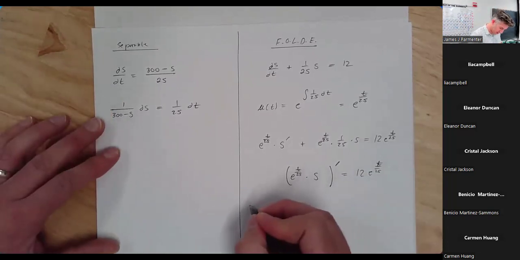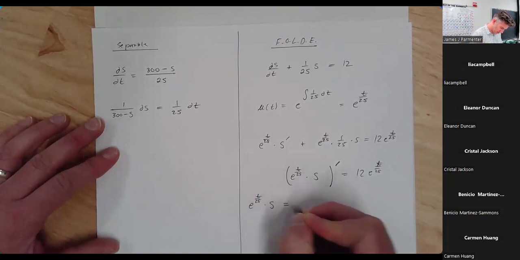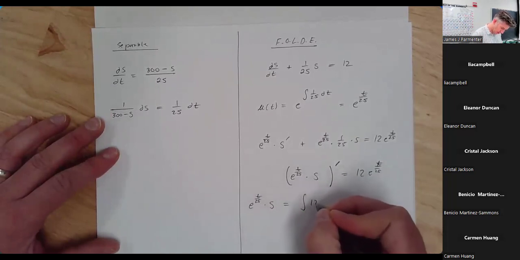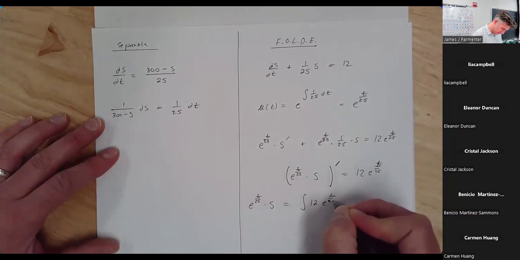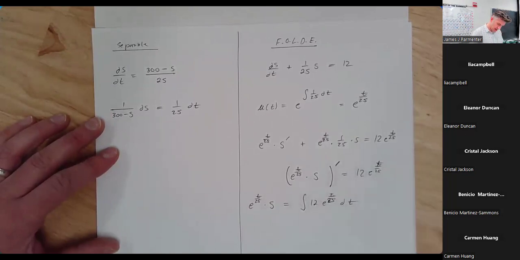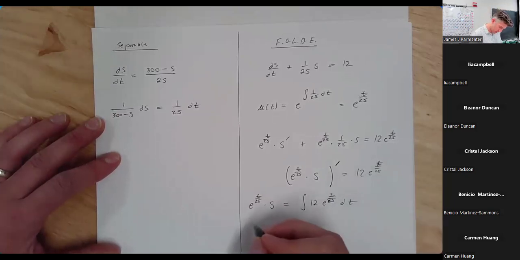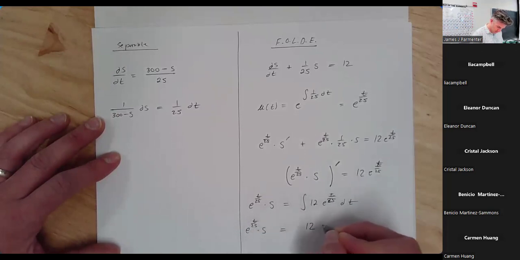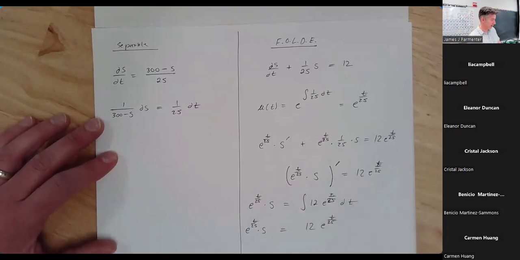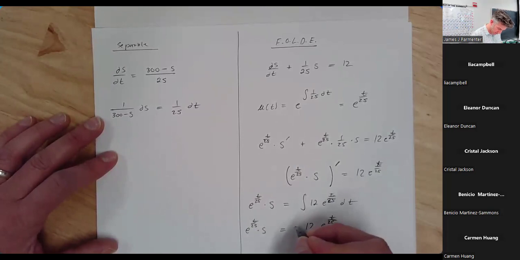So the left-hand side is e to the t over 25 times S equal to the integral of 12 e to the t over 25. Wow, my t's are looking real gross there. And then we integrate both sides. Sorry, we integrate the right-hand side. So you have e to the t over 25 times S equal to 12 e to the t over 25, and we have to divide by 1 over 25 or multiply by 25.